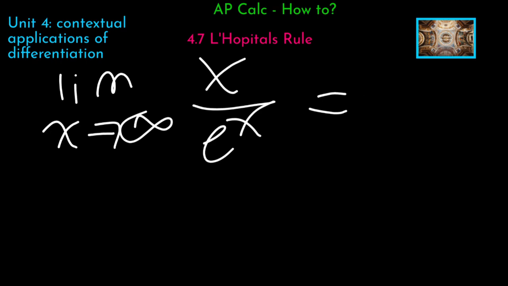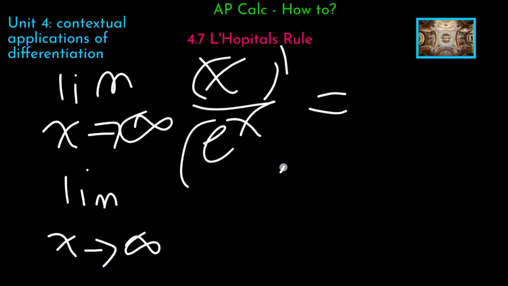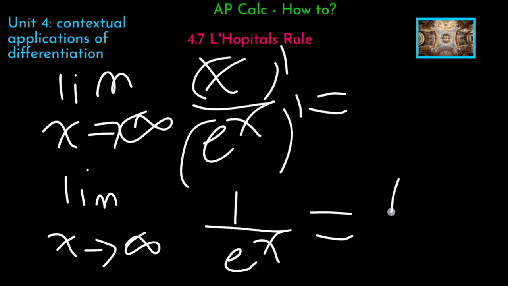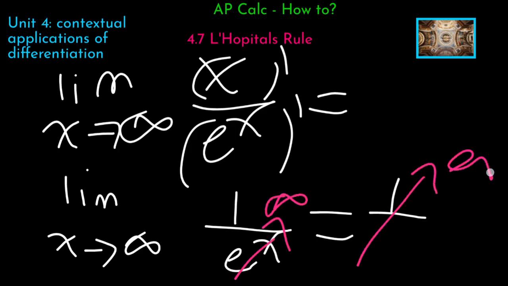So we have to do it by rewriting it. Take the derivative of the top and the bottom. It's going to be 1 over e to the x, which stays the same, as x is approaching infinity. So then this whole thing approaches 0 because the bottom becomes infinitely big, so the fraction becomes infinitely small, and the answer is 0.